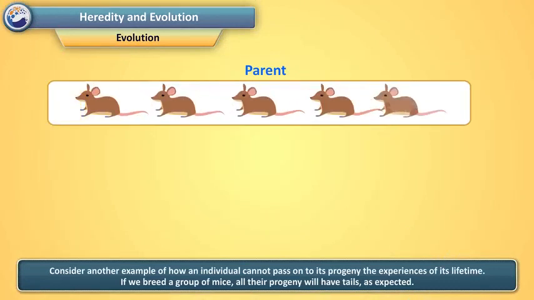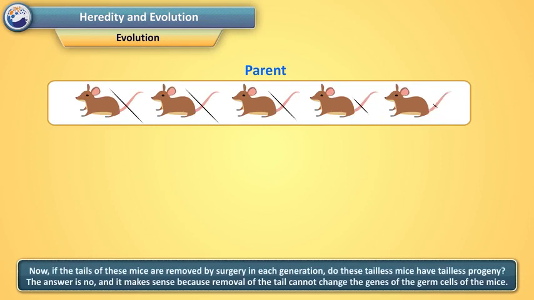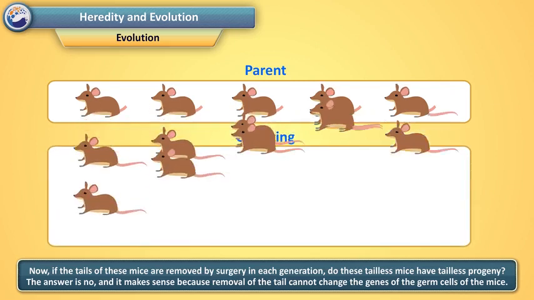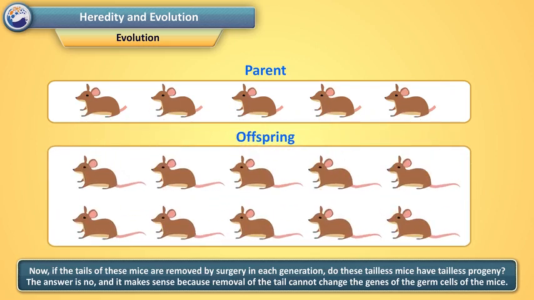Consider another example of how an individual cannot pass on to its progeny the experiences of its lifetime. If we breed a group of mice, all their progeny will have tails, as expected. Now, if the tails of these mice are removed by surgery in each generation, do these tailless mice have tailless progeny? The answer is no, and it makes sense because removal of the tail cannot change the genes of the germ cells of the mice.